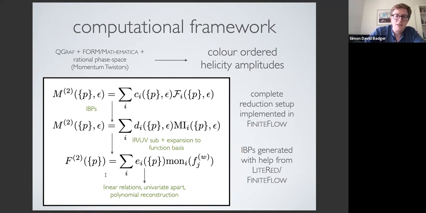The next few stages of this problem are all implemented within Tiziano Peraro's FiniteFlow code, which is a framework for doing the modular arithmetic for a different set of algorithms that allows us to combine the input from the diagrams straight into the integration by parts identities, and then do additional manipulations to remove the infrared and UV subtraction, expand into a basis of special functions, and finally subtract analytically just the finite remainder. And the rational coefficients in this finite remainder no longer depend on epsilon. We've done the epsilon expansion.